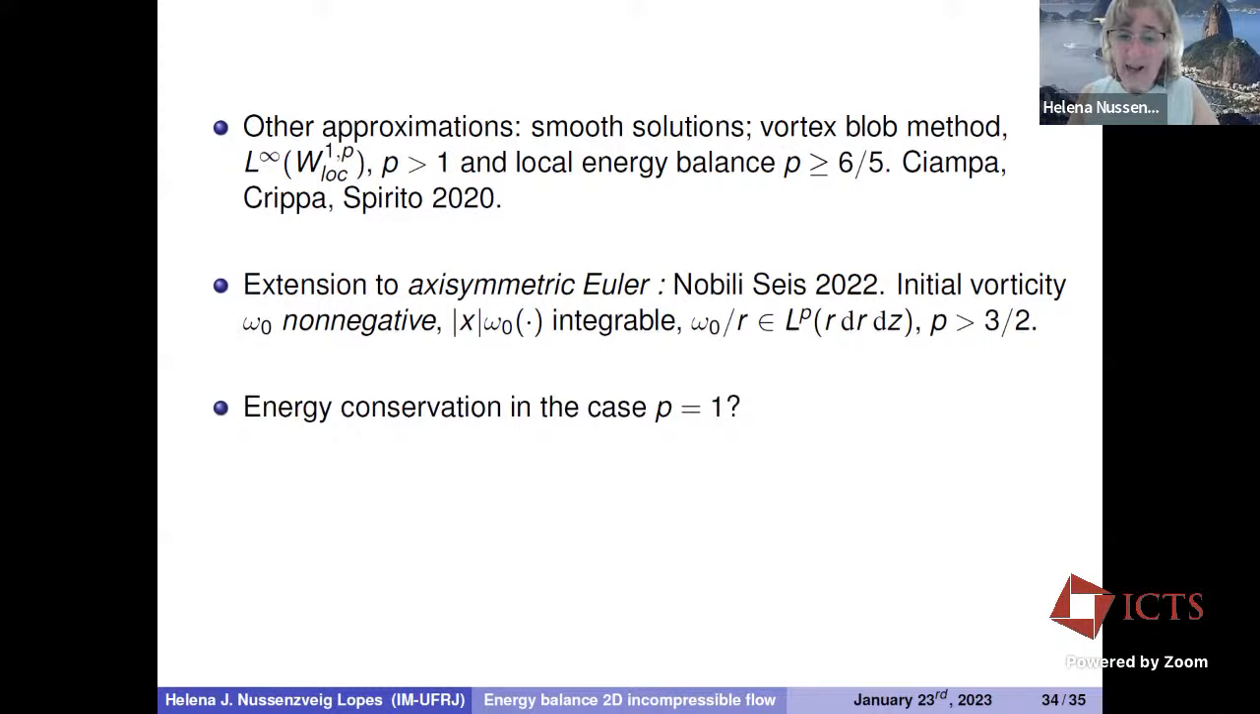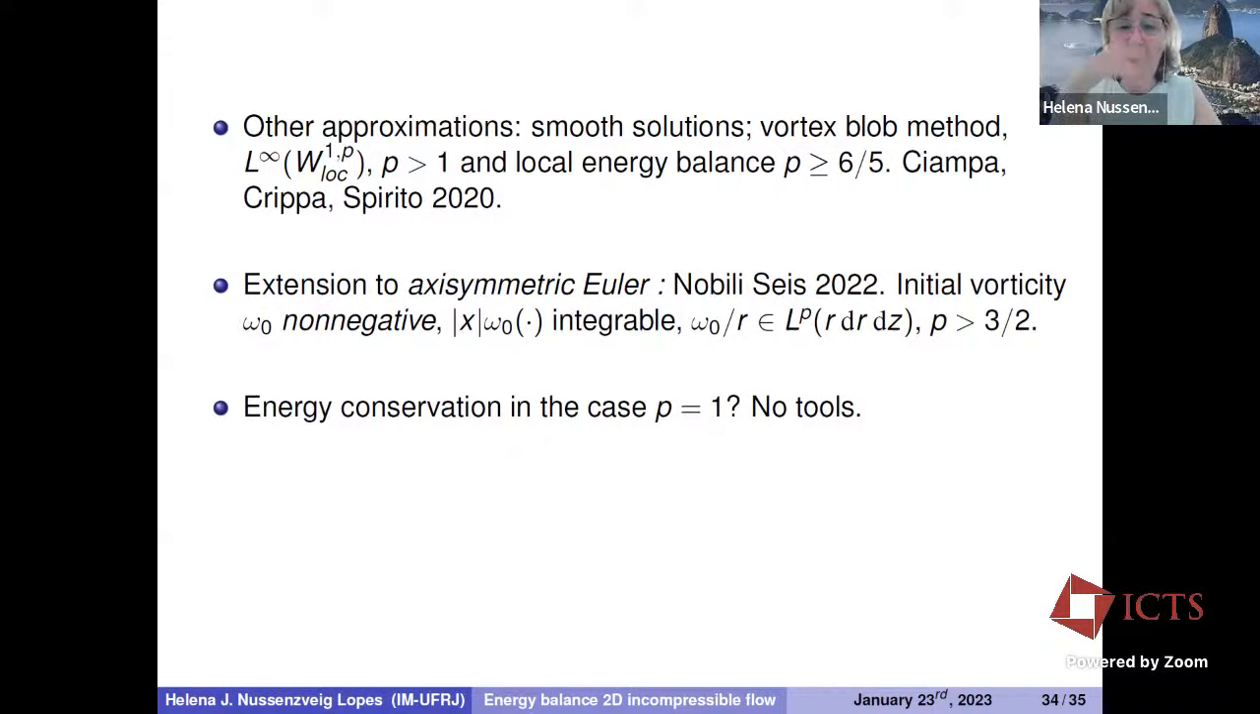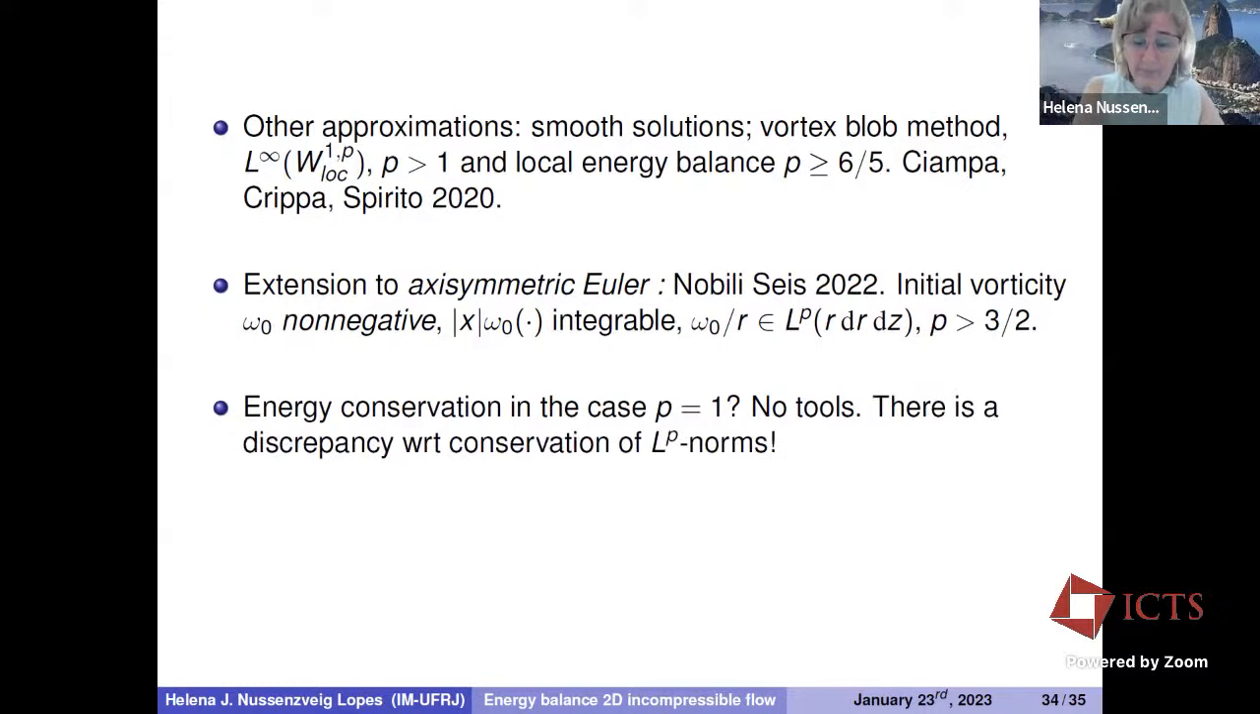The remaining question is what happens when p is equal to 1? We have no tools. There's nothing from the a priori estimates which suggests that we will have strong convergence. In this case, we don't expect to have strong convergence, and therefore we don't expect to have energy conservation.